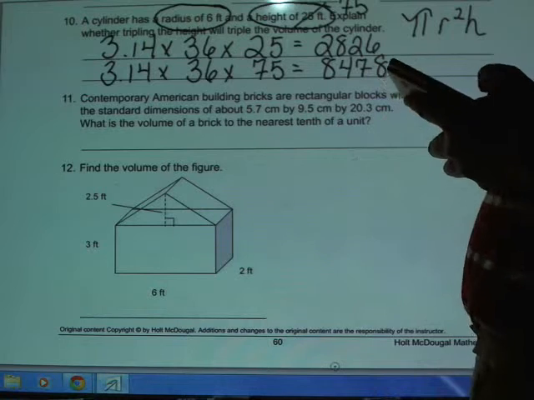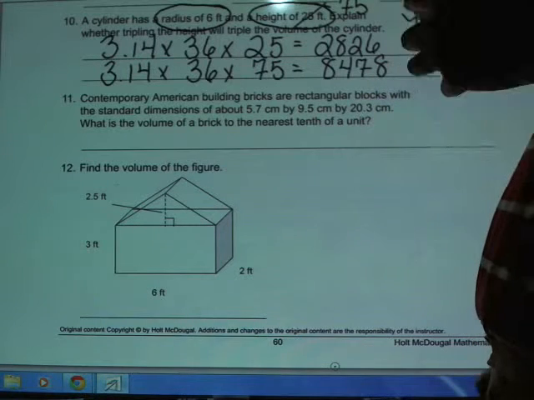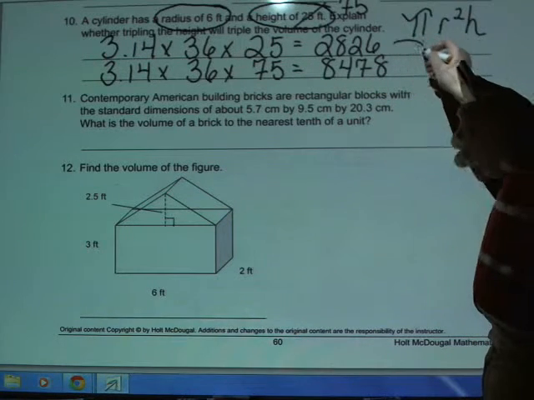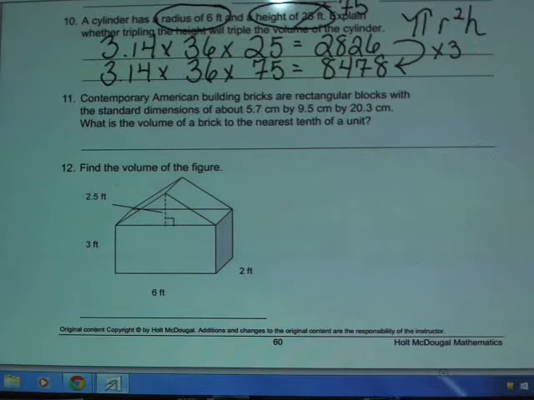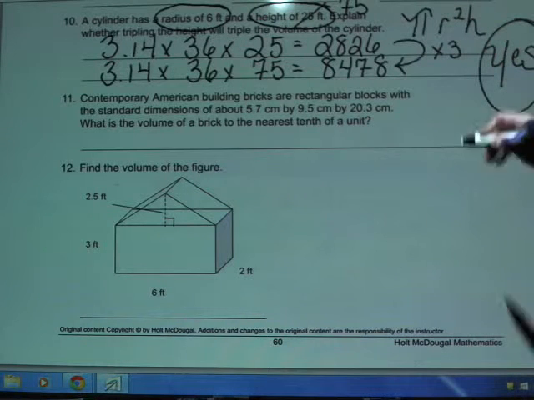Now let's test what they're asking. If I triple the height, did it triple the volume? So if I take 2826 and multiply it by 3, alright, does that work? That will answer the question. Well, when I take 2826 and multiply it by 3, I get 8478. So yes, tripling the height did triple the volume of the cylinder.